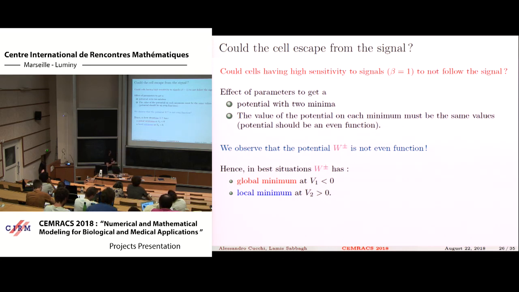What we need are two ingredients. The potential must have two minima, and the values of these two minima must be the same. Mathematically, it means that the potential W must be an even function. But what we obtain from the expression of W is that the signal gives W the property of being not even. So the best that we can have is a global minimum V1 that is negative, and a local minimum V2 that is positive.